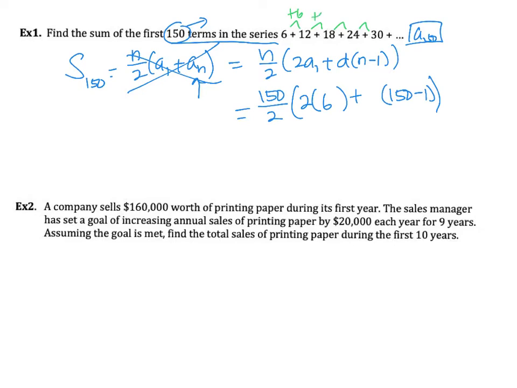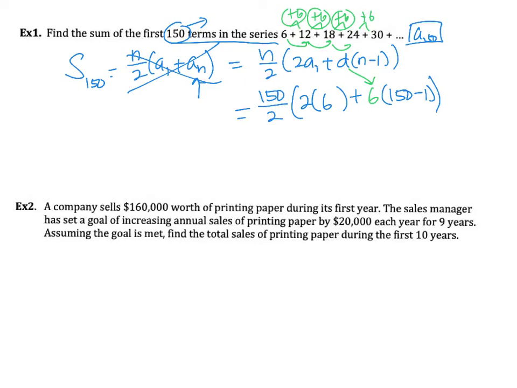Do we add by the same number to get from term to term? Yes, we do. To get from 6 to 12, you add 6. 12 to 18, you add 6. So yes, it is arithmetic with a common difference of 6. So now you punch that into your calculator.